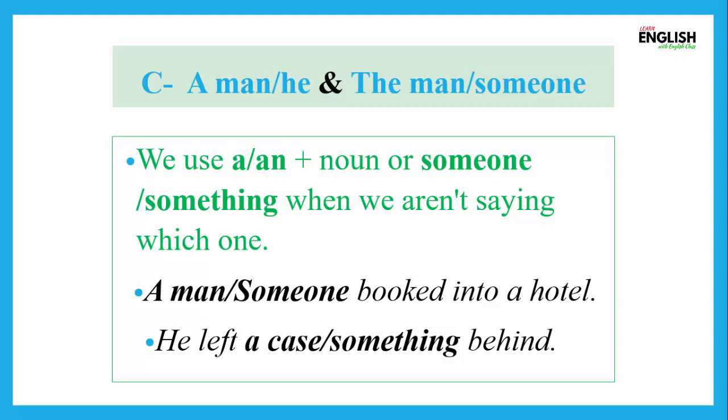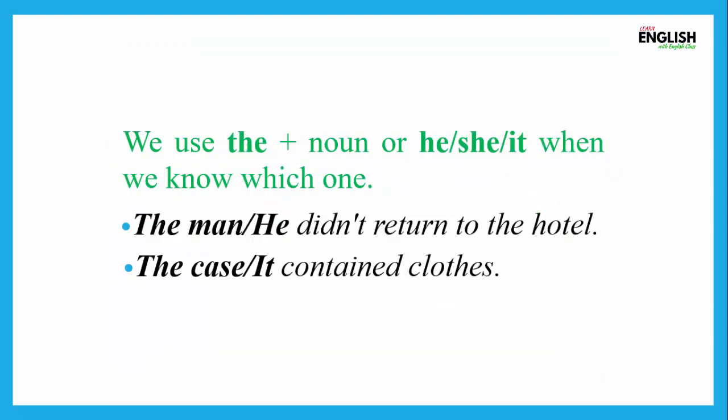A man, he, the man, someone. We use a and an plus noun or someone or something when we aren't saying which one. A man or someone booked into the hotel. He left a case, he left something behind. We use the plus noun or he, she, it when we know which one. The man didn't return to the hotel or he didn't return to the hotel. We already know which man we are talking about. The case or it contained clothes.